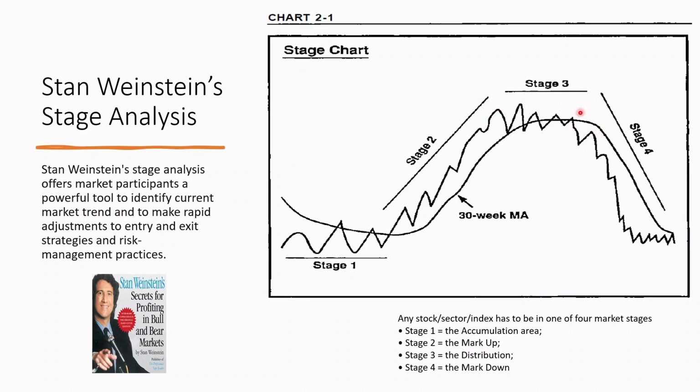After this, in case price declines, then the 30 weekly moving average also traces the price, and we can say that the price enters stage 4 or the markdown phase. Sometimes what happens is that after stage 3 price continues to move up, so it enters back into stage 2. So basically at any given time the market, or the stock, has to be in either stage 1, stage 2, stage 3 or stage 4. And using the 30 weekly moving average line as reference, we can identify in which stage the stock or the sector or the index is.